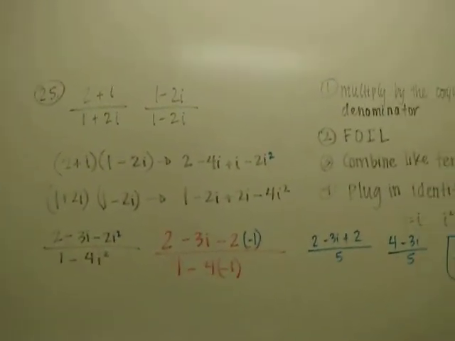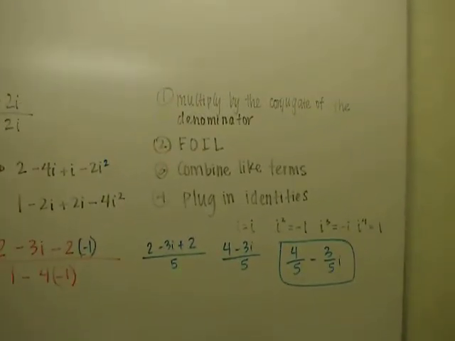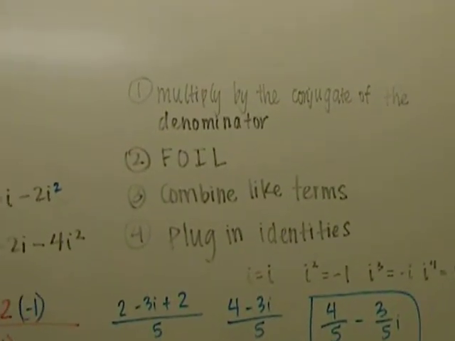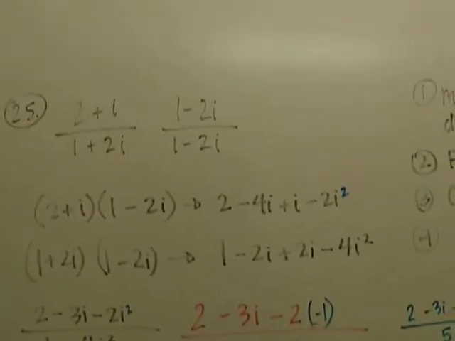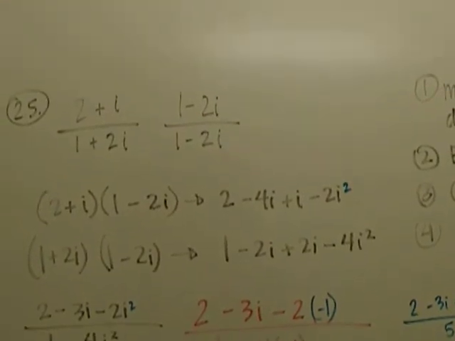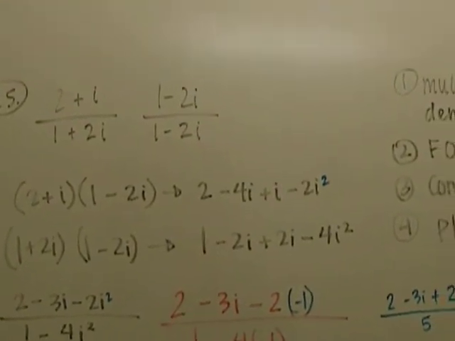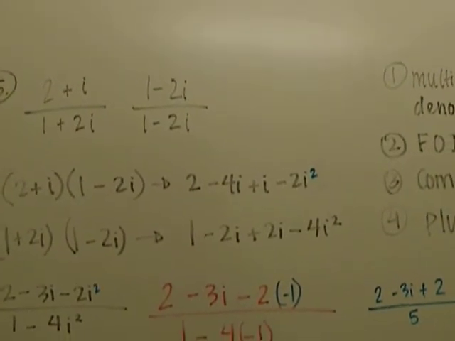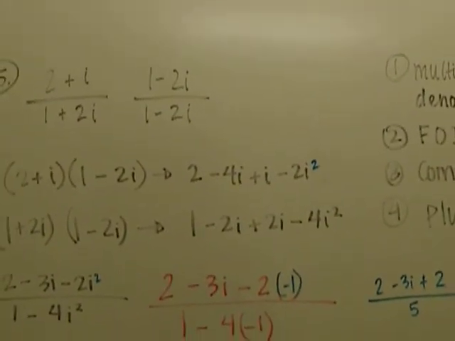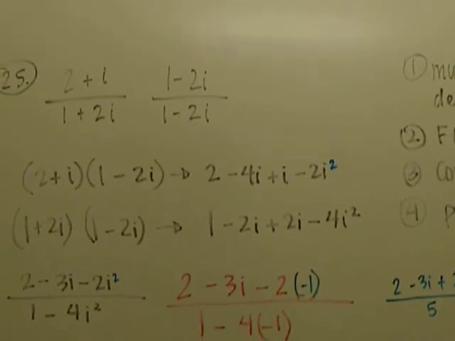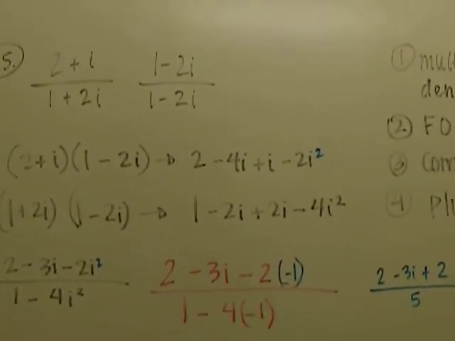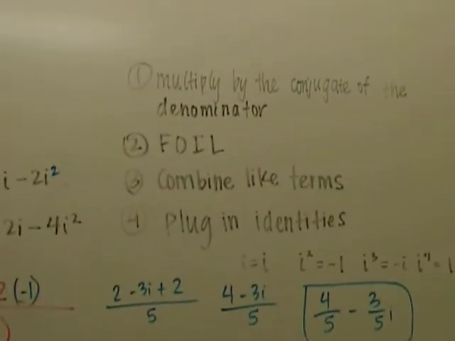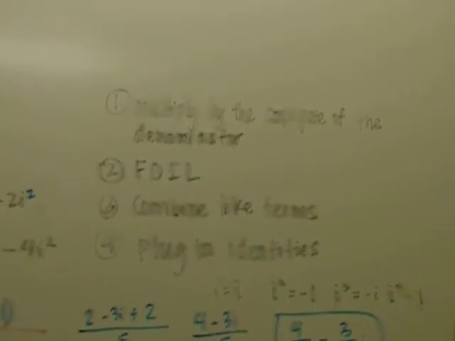So, there's 4 simple steps. Step 1 is to multiply by the conjugate of the denominator on the top and the bottom. I should have written that. So you see the original problem is 2 plus I over 1 plus 2I. The conjugate is going to be 1 minus 2I over 1 minus 2I. Remember that when you do the conjugate, you only switch the sign in the middle, not all the signs, just the sign in the middle. So we see we change that plus to a minus right there. So that's step 1, multiply by the conjugate of the denominator.